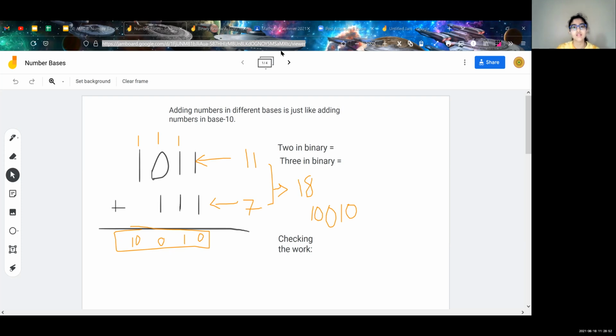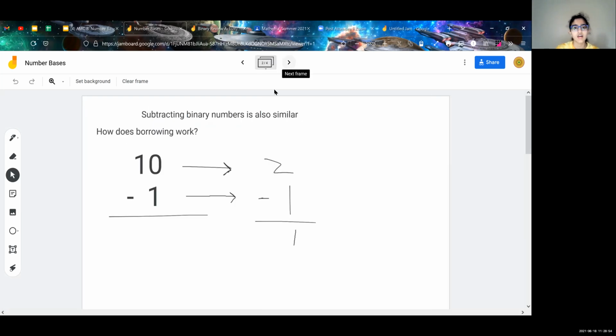Okay, so I shall clear the drawings. And then subtracting binary numbers is also similar. So 1, 0 and 1 in base 2. We would basically borrow this 1, and because it's base 2, we'd get a 2 up here when we carried the 1 over. 2 minus 1 would be 1. So we get 2 minus 1 is 1.